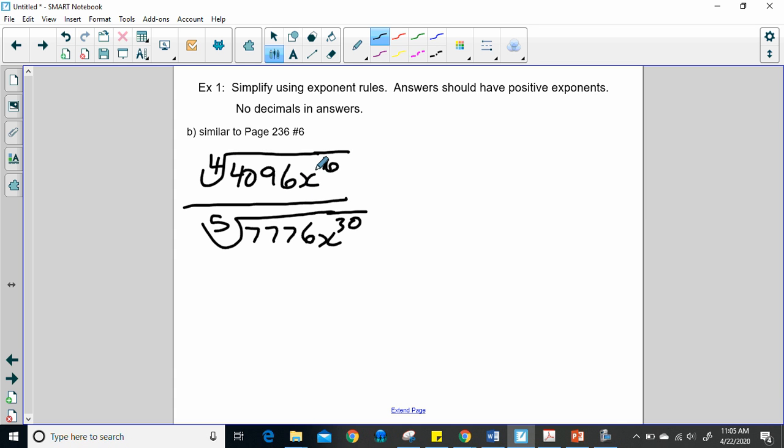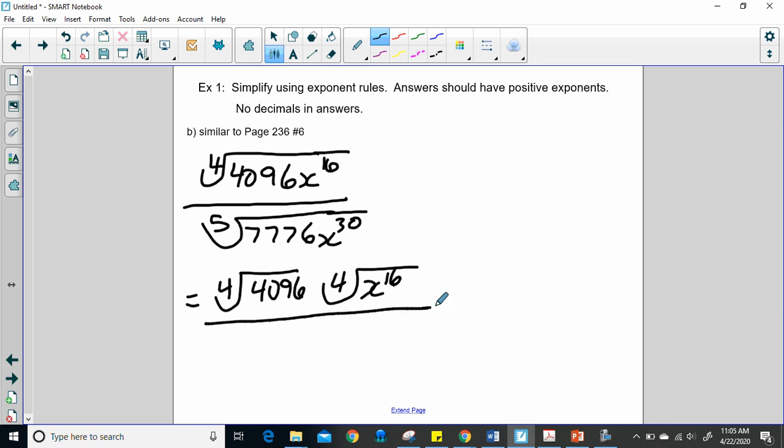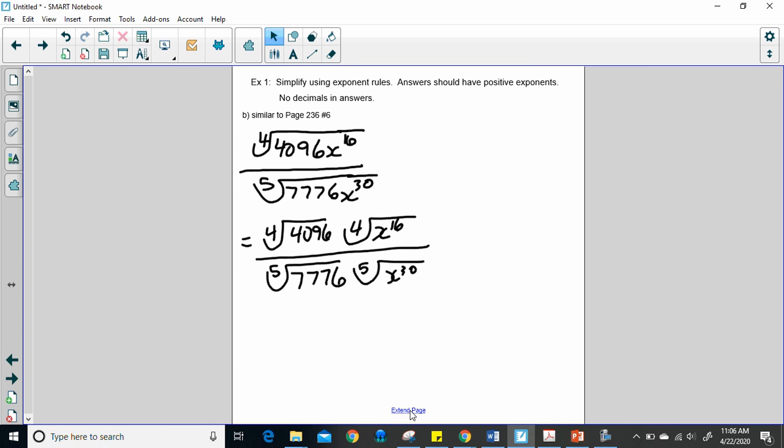So we got a lot going on in here. We can break this up. We can think of this as the 4th root of 4096, the 4th root of x to the 16, over the 5th root of 7776, the 5th root of x to the 30. You can totally think of it that way. Just like when we were dealing with square roots and radicals, the same rules apply here. Let's just extend the page a little bit here.